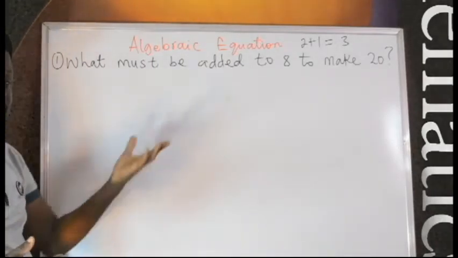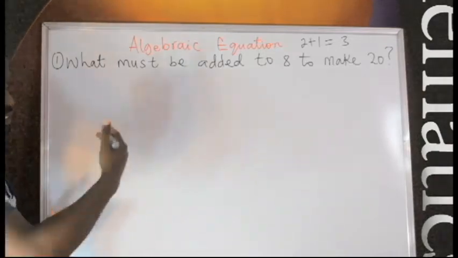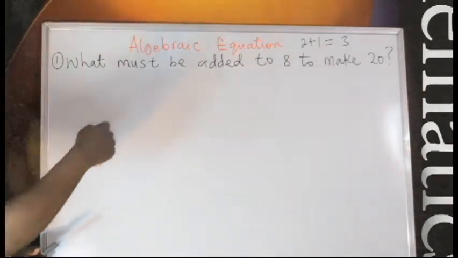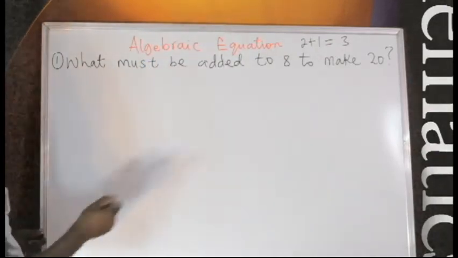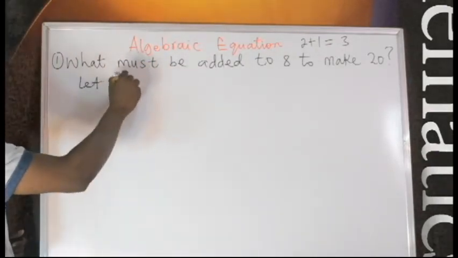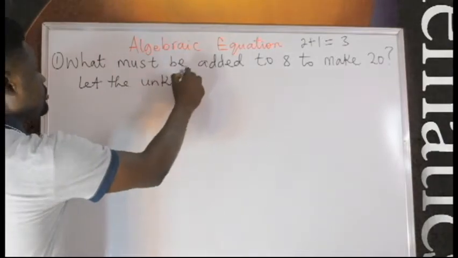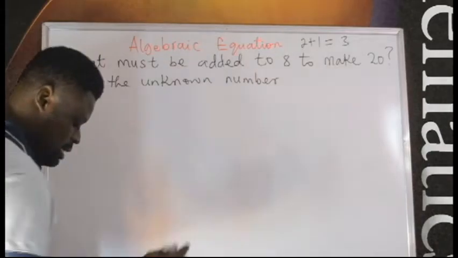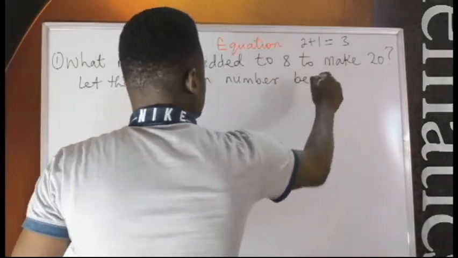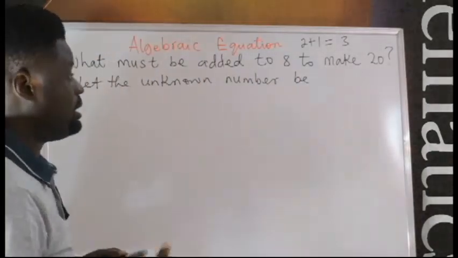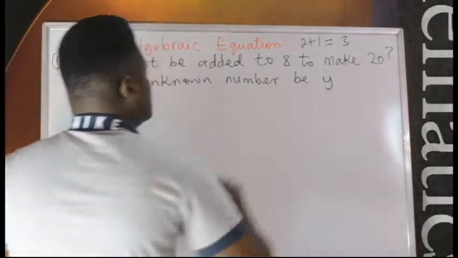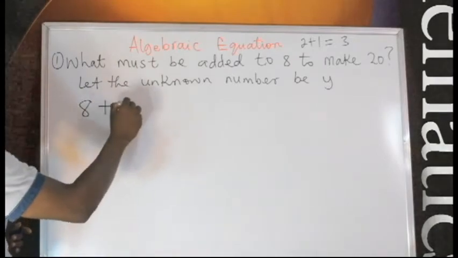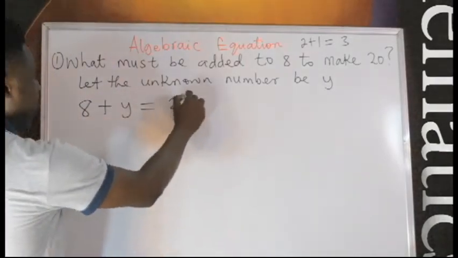You can do guesswork and get it very fast, but there's a sequence we follow in algebra to get it. Now, the number that you want to add, we don't know it now. So you say, let the unknown number be, you can choose any letter. So let's choose a Y. Let the number be Y. So what must be added to 8? So 8 plus Y will give us 20.